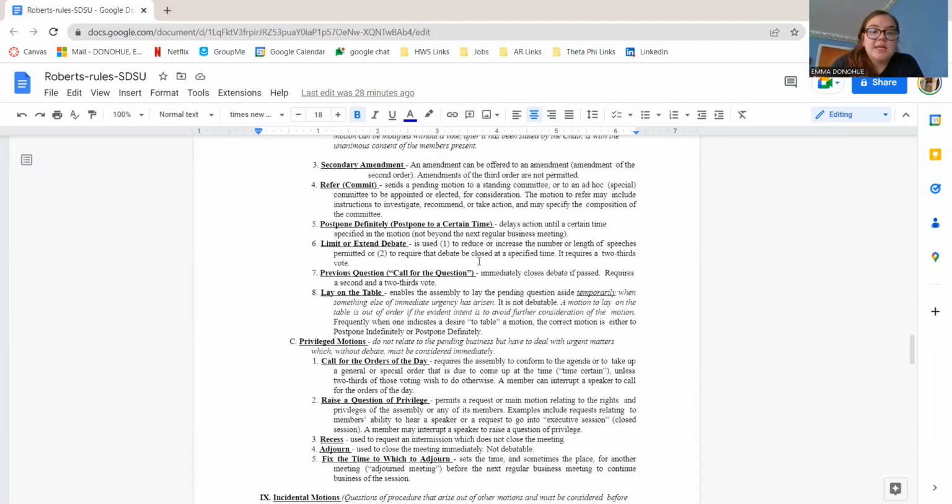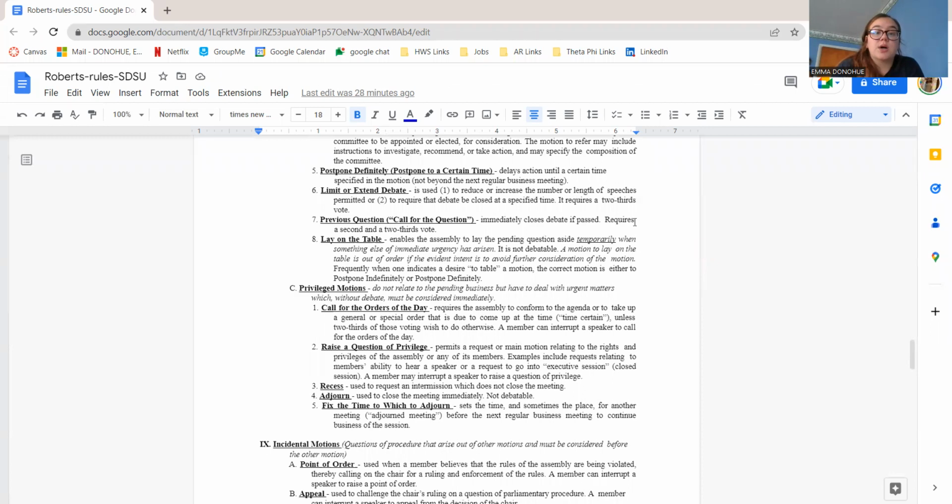Limit or extend debate is used, one, to reduce or increase the number or length of speeches permitted, or two, to require the debate to be closed at a specific time. It requires a 2/3 vote. The previous question or called question immediately closes the debate if passed. It requires a second and 2/3 vote.